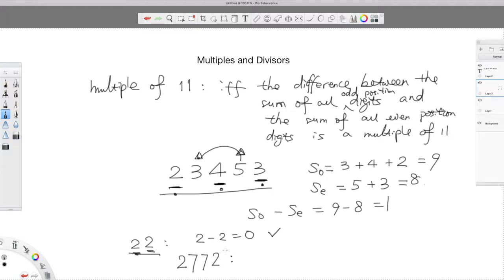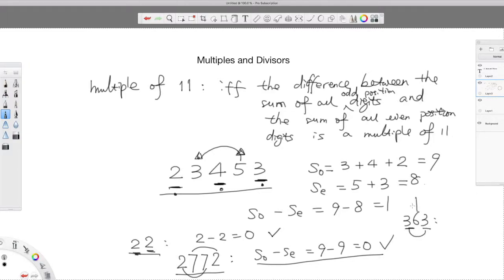Is this a multiple of 11? Using this property, 2 plus 7 is 9, 7 plus 2 is also 9, so the difference SO minus SE is 9 minus 9, which is 0. Yes, this is a multiple of 11, so the original number is a multiple of 11. Let's try another example, 3, 6, 3. The odd positions give 3 plus 3, the even position is just 6. So the difference is 6 minus 6, which equals 0, a multiple of 11, and the original number is a multiple of 11.